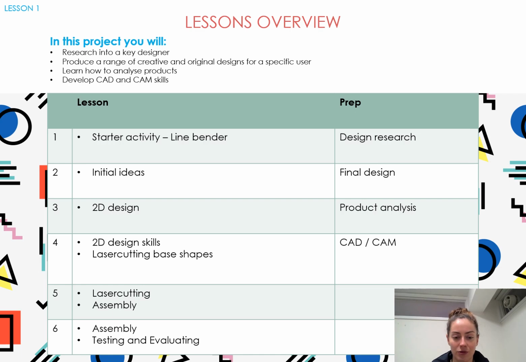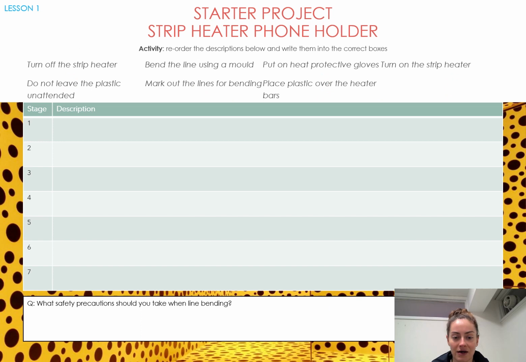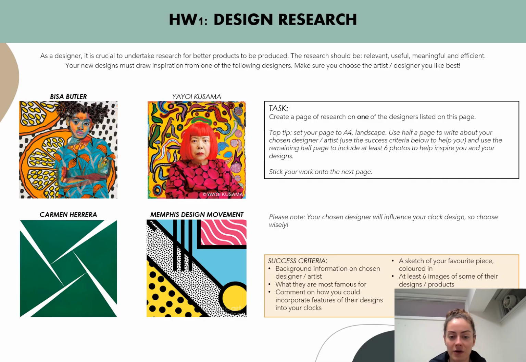Now we're actually going to skip over the first mini project, which was the strip Peter project. Not everybody did this, so that would be unfair to include in the test, so we're just going to simply leave it out altogether. So the first page that we're going to be looking at is the design research page.